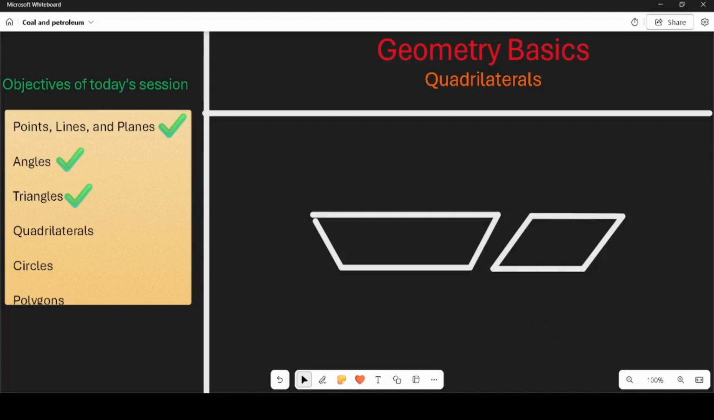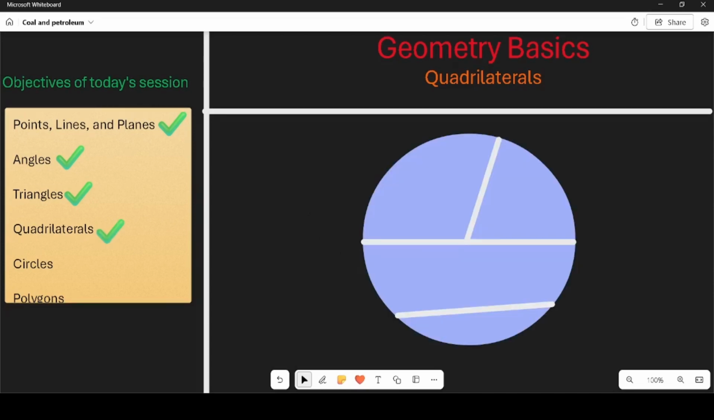Now let's talk about quadrilaterals, polygons with four sides. From squares to rectangles to parallelograms, there's a variety of quadrilaterals with unique properties. There are mainly two types of quadrilaterals, a trapezium and a parallelogram. There are other types of quadrilaterals which come under these categories.